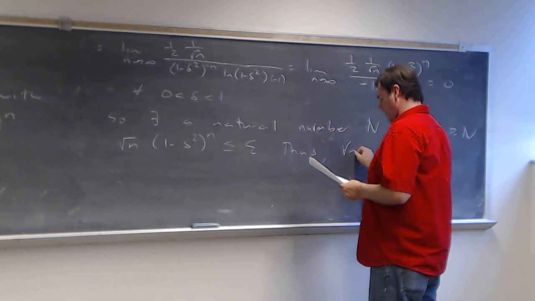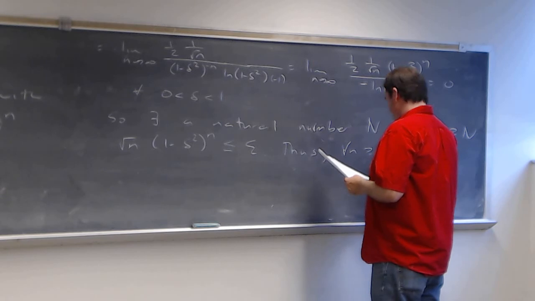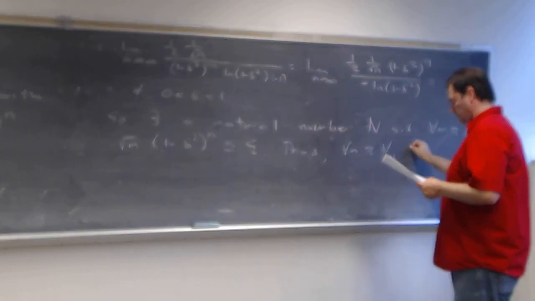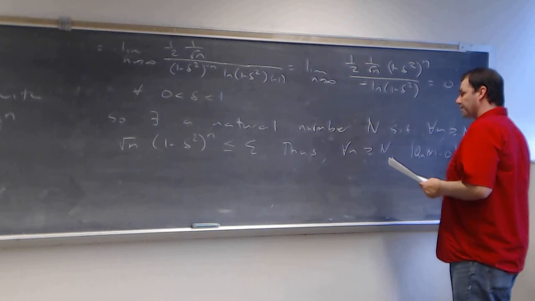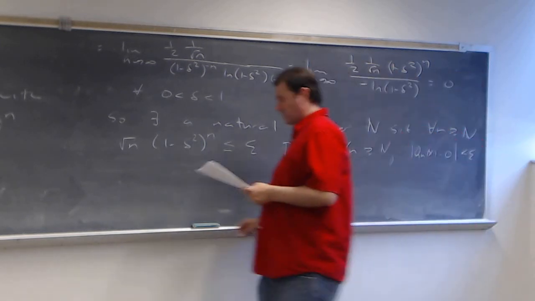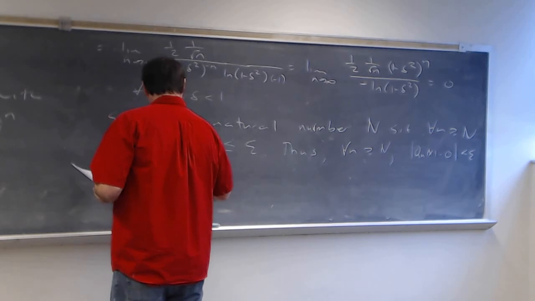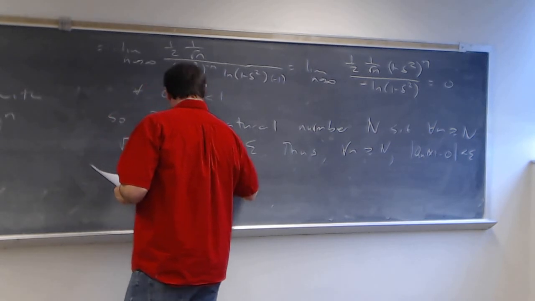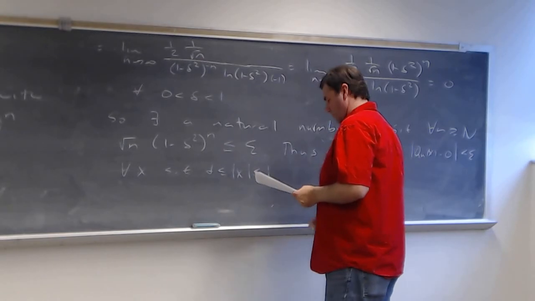Thus, for all n bigger than or equal to N, q sub n of x minus 0 will be less than epsilon. And that's going to be true for all x such that delta is less than or equal to the absolute value of x is less than or equal to 1. Okay.